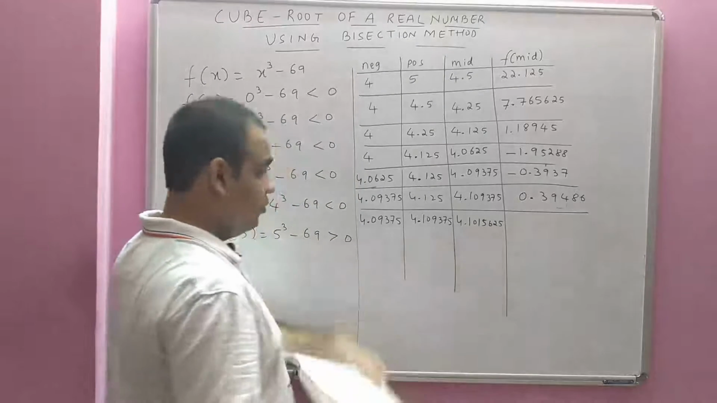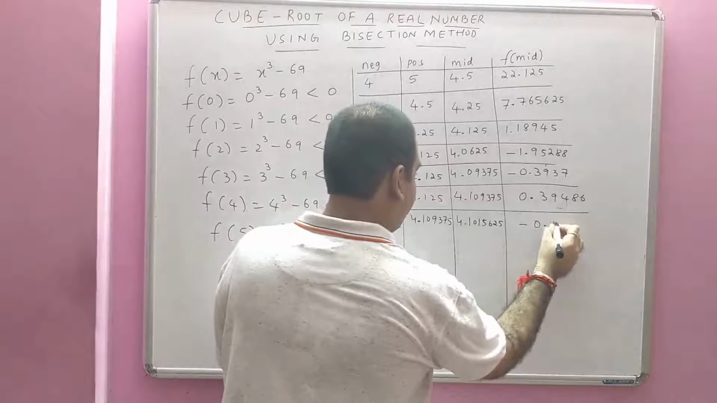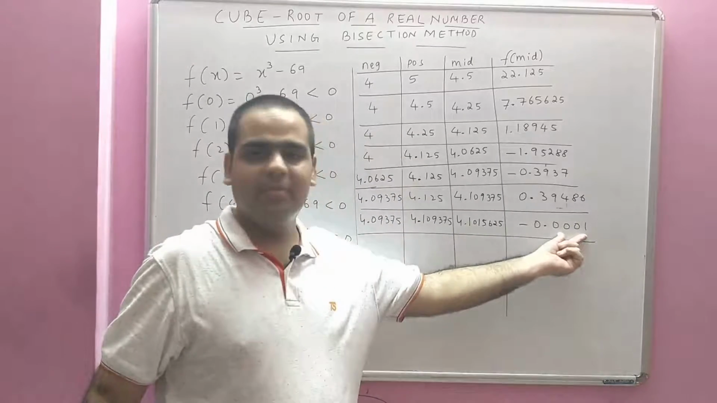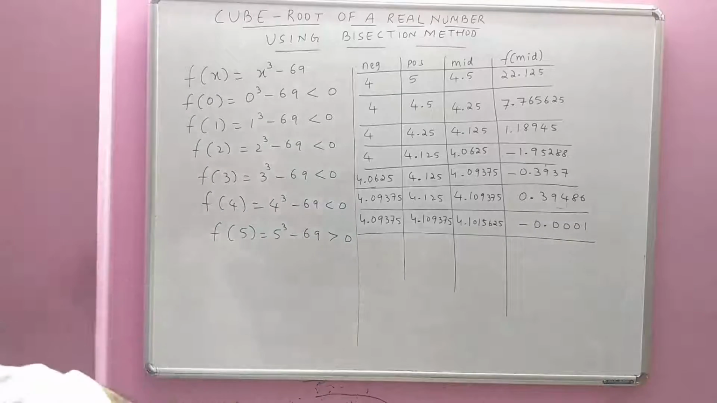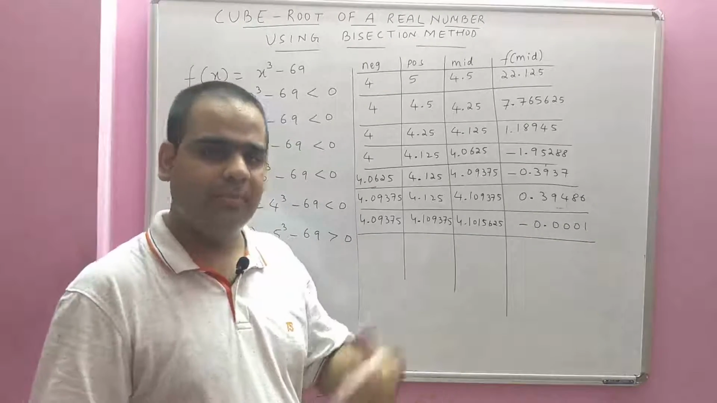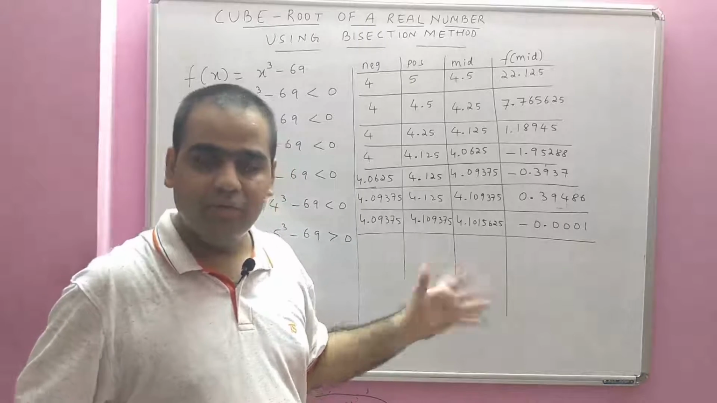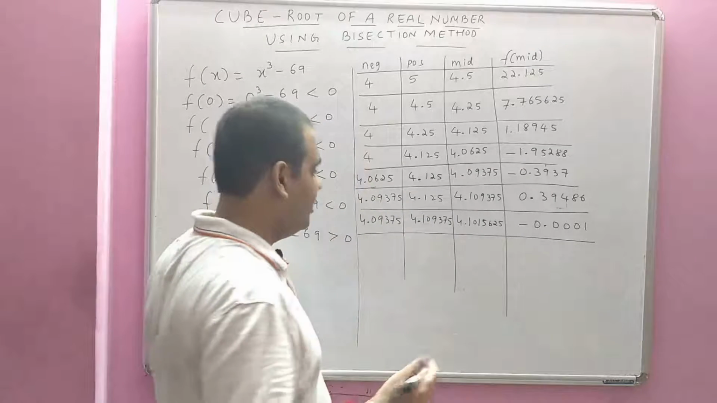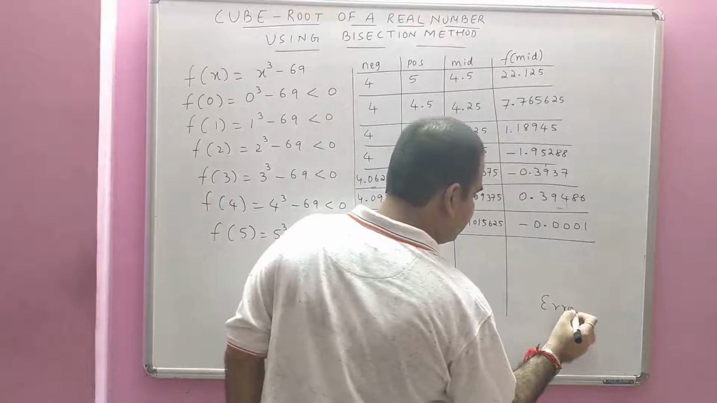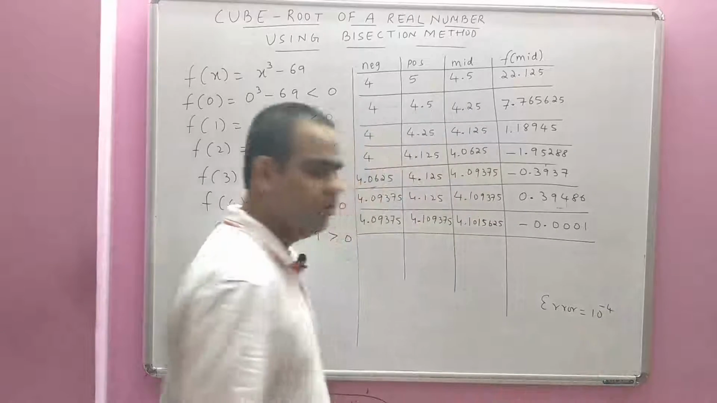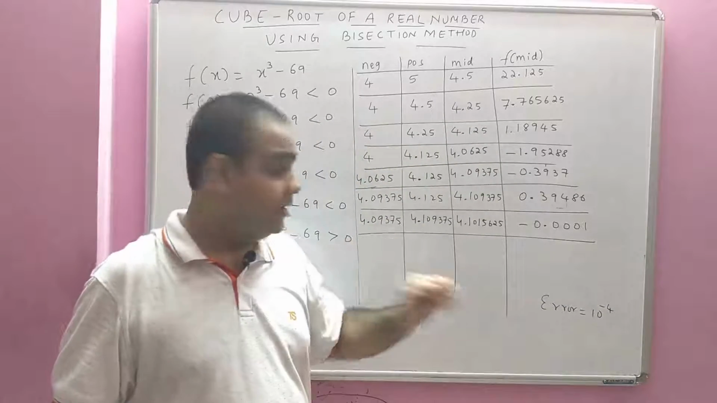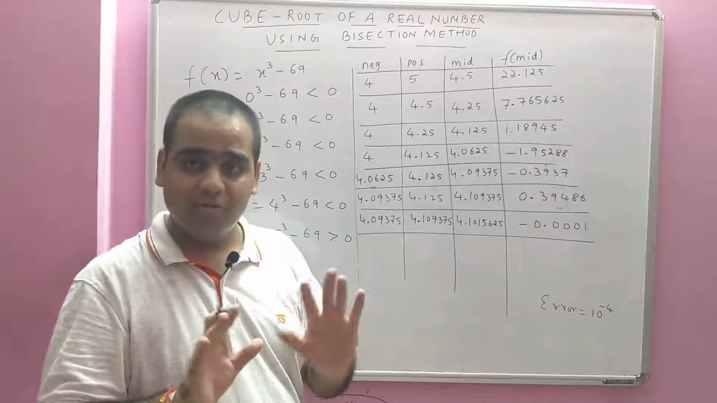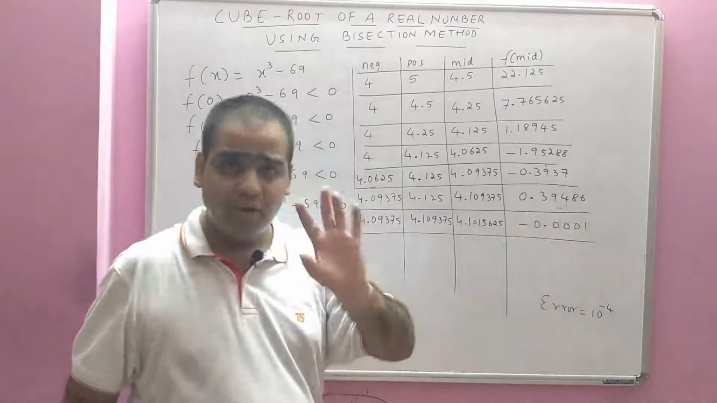Now if we again bisect it, we get 4.1015625, and if you take the f of this, it is minus 0.0001. Now this is accurate to 4 decimal places. Whenever we get the accuracy to 4 decimal places, or whatever epsilon value we take, we may stop the procedure. We can assume the error range that we want is 10 to the power minus 4, or else we cannot go on doing it forever. Whenever the error is in the range of 10 to the power minus 4, you may stop because it is accurate to 4 decimal places.